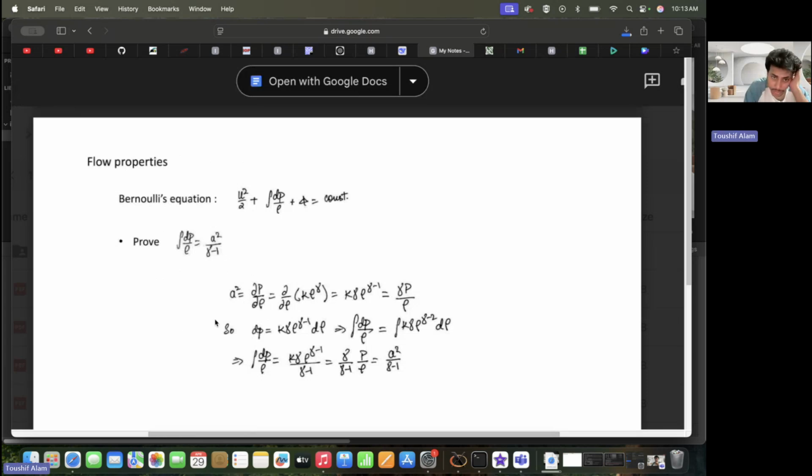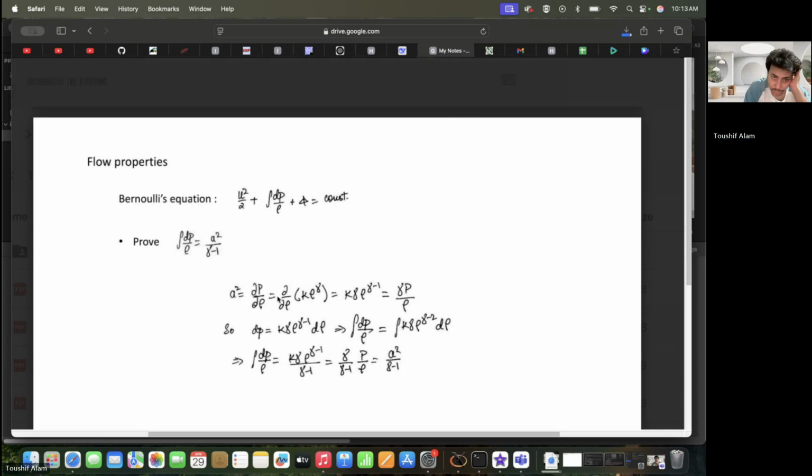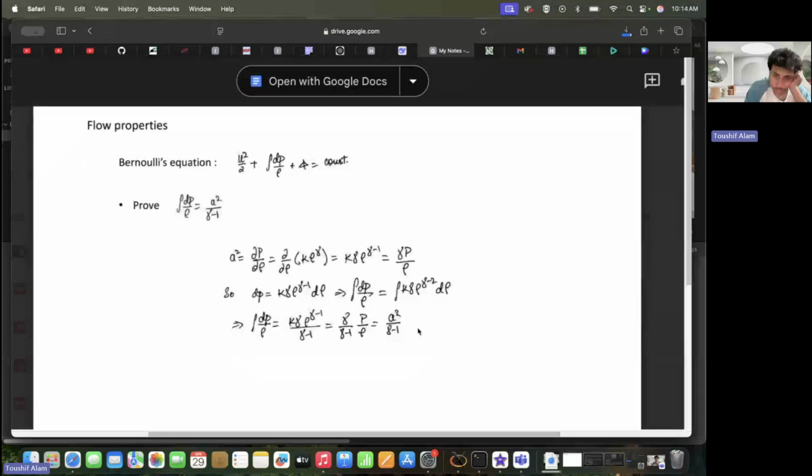So you need the formula a square equals del p by del rho. So p is the polytropic k rho to the power gamma. You get gamma p by rho. So dp, if you need dp, will get gamma k rho to the power gamma minus 1 d rho. So the integration of dp by rho will be this, gamma by gamma minus 1 times p by rho. So gamma p by rho is a square. This is the velocity, sound speed squared.